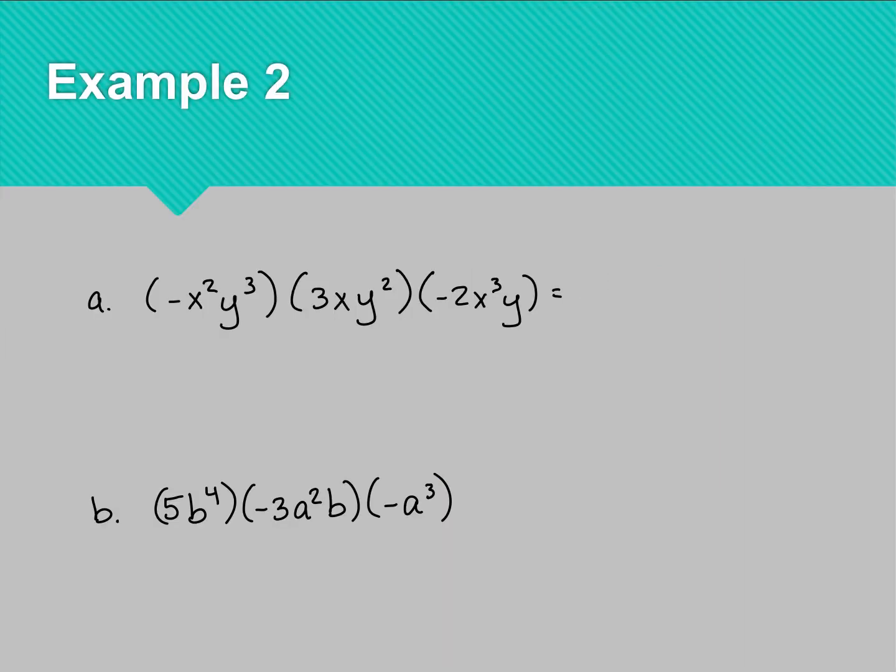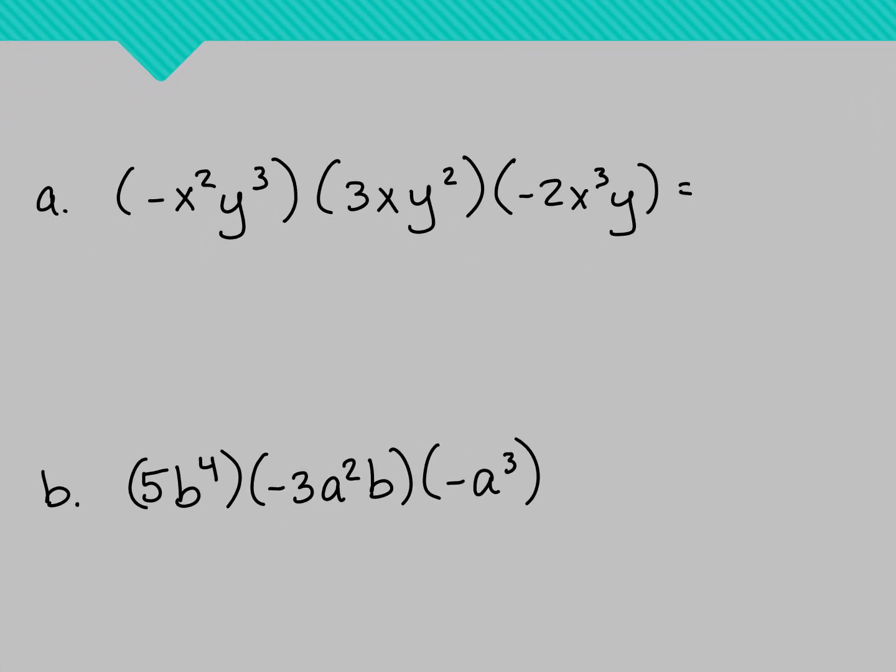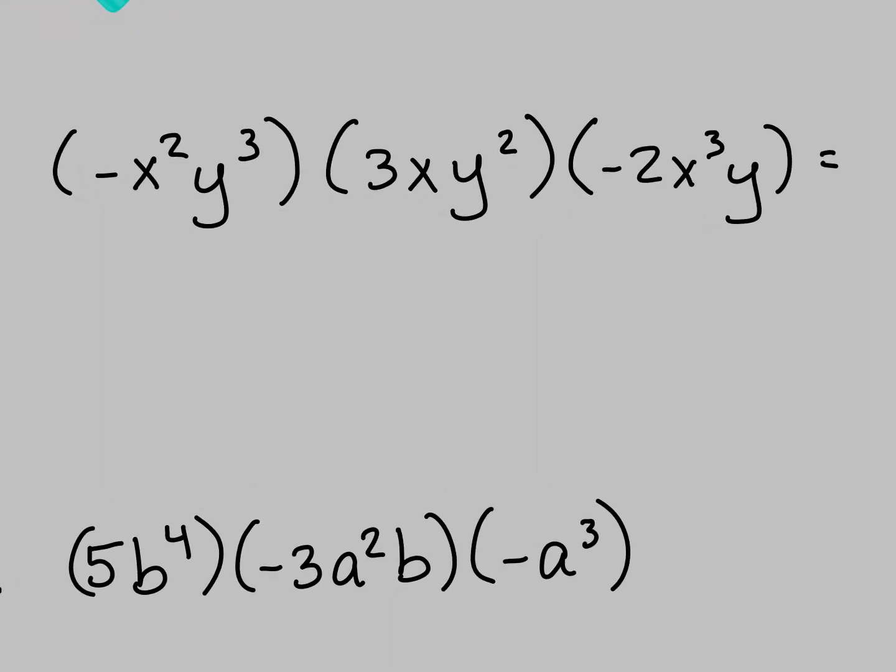All right, example 2. It looks a little bit trickier because we just have another term in there, but we're doing the same thing. Just multiply our like terms together. So what do I start with? Start with the numbers first. So I have 3 and negative 2. Do I have any other coefficients? The negative 1 here. So if I have a negative x, it's like saying negative 1x. So I'd multiply that also.